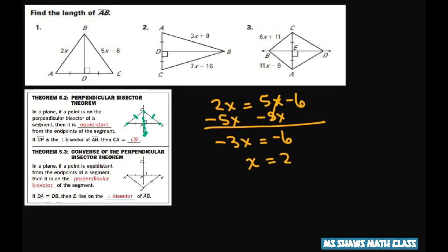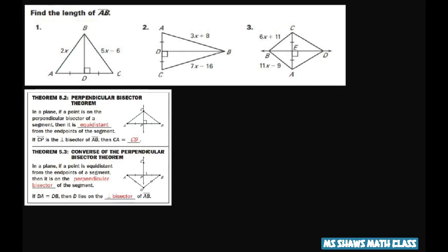Now, they don't want just x, they want what is the length of AB. So you substitute 2 in for the x, and our x happens to be 2. So plug in 2, and that gives you 4. So this whole length here is 4.